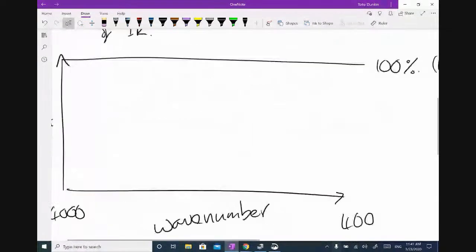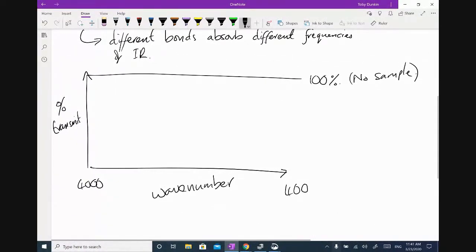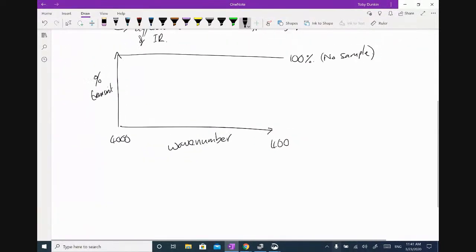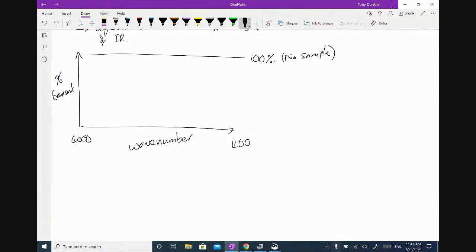We don't see the difference in them, so I don't want you guys to worry so much. Okay, so the next thing is to mention these wave numbers in terms of sections. There are sections that you guys need to know about, and this is the major one which we need to mention: 400 to 1500 wave numbers.